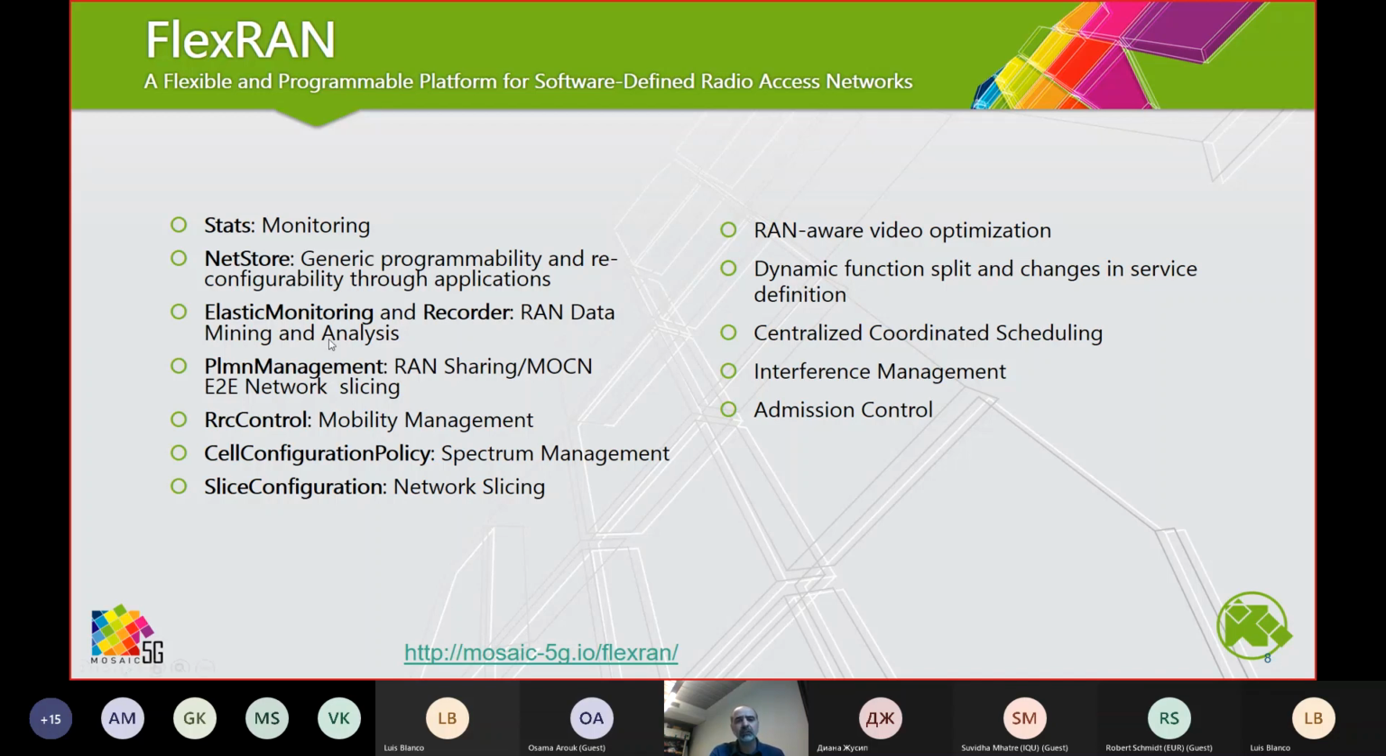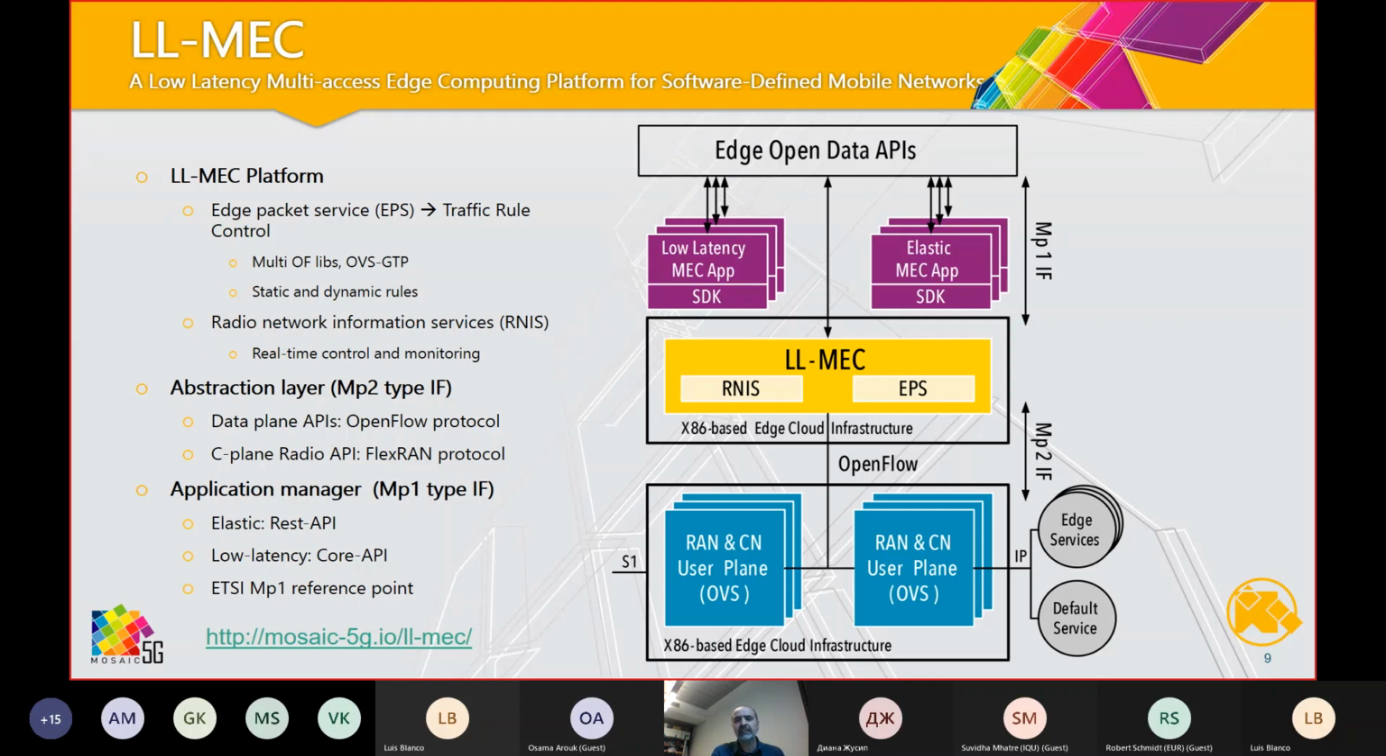With all of this, you can realize a certain number of use cases like RAN aware video optimization. You read the status, you measure the link quality in uplink and downlink, and you inform your video server of the optimal transcoding to set in uplink or downlink. This is just one example. You have many more. LLMake, as I said, is the counterpart of FlexRAN.